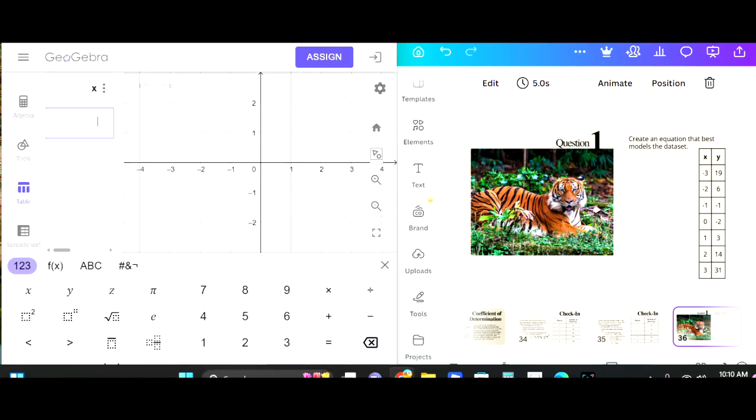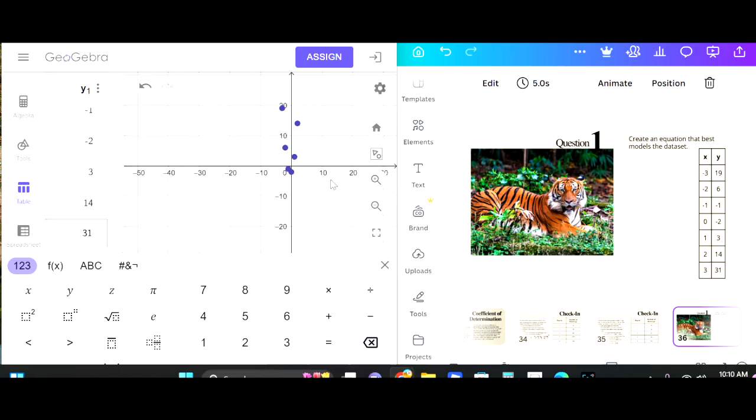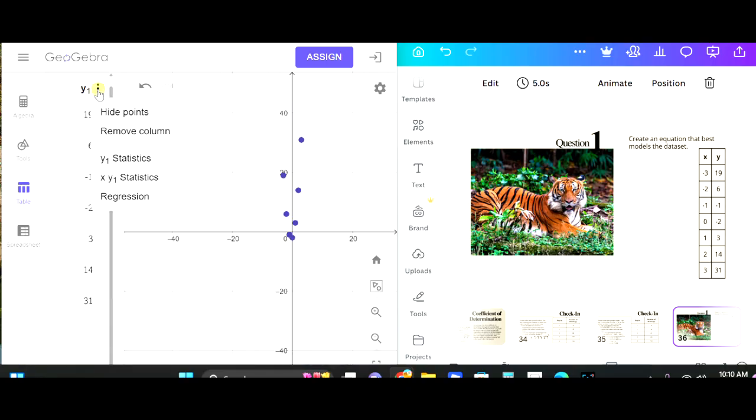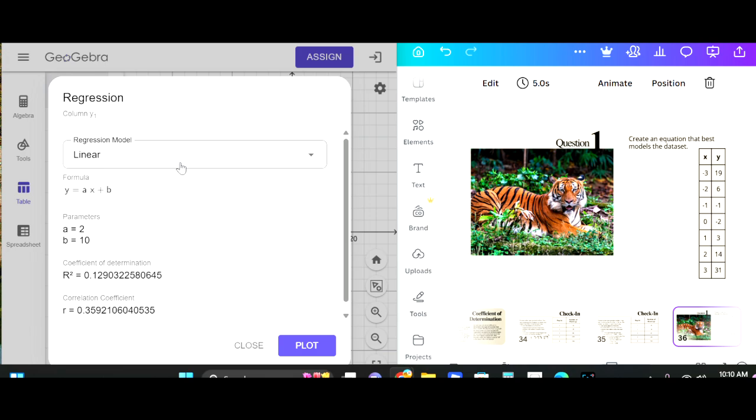First thing we do is create a table, put in our x values: -3, -2, -1, 0, 1, 2, 3. Put in our y values: 19, 6, -1, oops, -2, 3, 14, 31. Zoom out and look at it. This is an interesting line. Okay, we're going to go regression. This is one that I can't tell you what it's going to be, so we're going to have to do all 3 types.